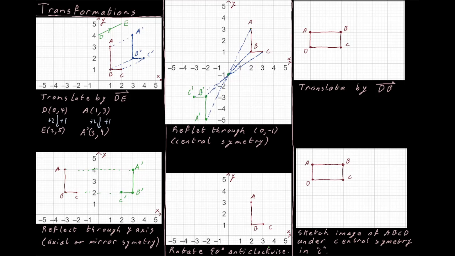Now we can also be asked to rotate objects. So if we have our L shape here, our ABC, and we want to rotate it anti-clockwise or counterclockwise by 90 degrees, well, the clock goes around this way, so we're going to go in the opposite direction.